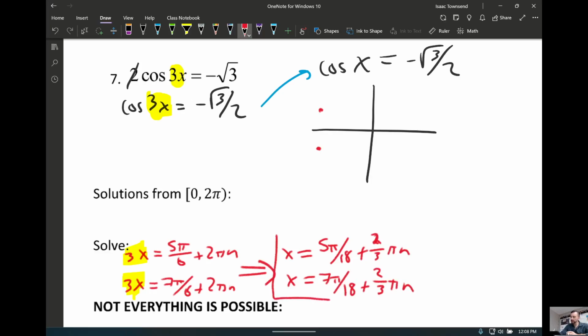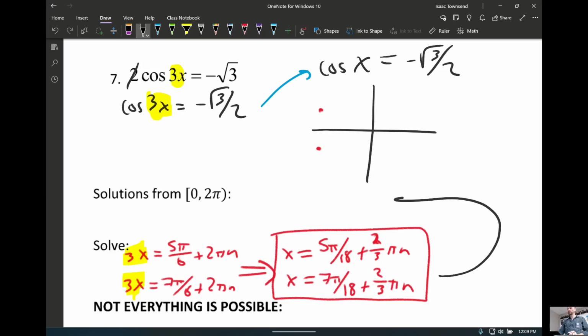And if the directions say solve, you were finished. If the directions say give solutions between 0 and 2 pi, we're going to have to use these formulas to help us get all of these. So working extensively with this first little formula here, n could be 0, so one answer could be 5 pi over 18.